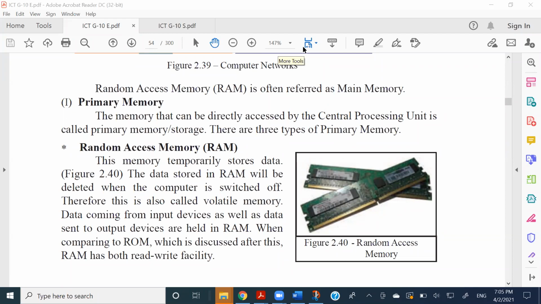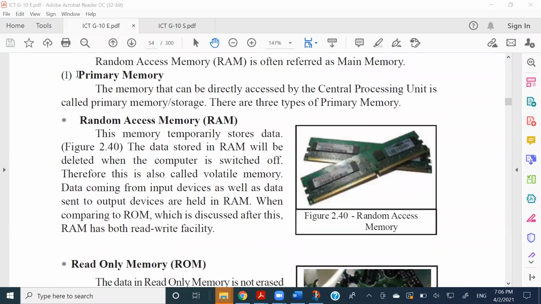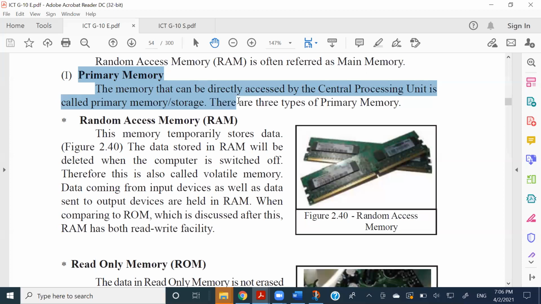Okay, so let's first take down the notes about the RAM, right? All right, so this is the way you are going to write it. So write the primary memory, and it's better you write the entire thing, like put these particular 2 sentences, right? Then put the subheading called random access memory within brackets RAM.